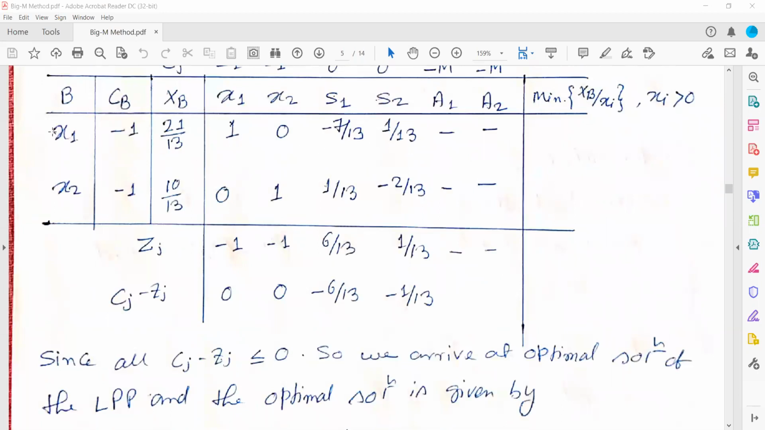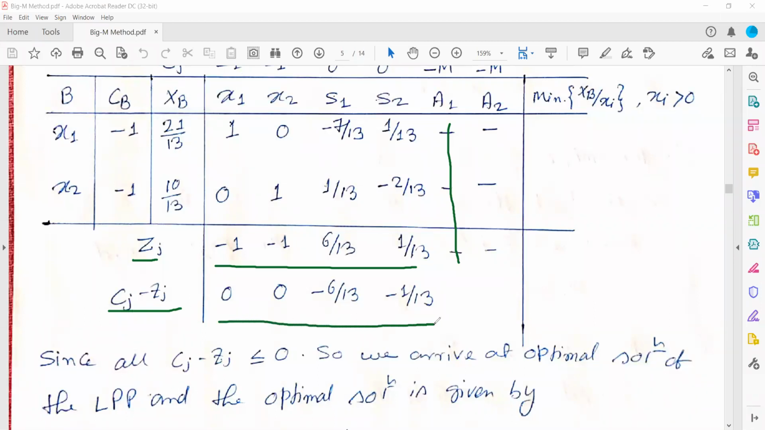Now here A1 was the outgoing vector. So A1 has gone out of the basic variable column. So see, once A1 has gone out of this basic variable column, I have not written anything under the A1 column. Then you calculate ZJ and CJ minus ZJ. How to calculate ZJ? Obviously, CB into XI. Just I have calculated. Then you calculate CJ minus ZJ, and you got this one.